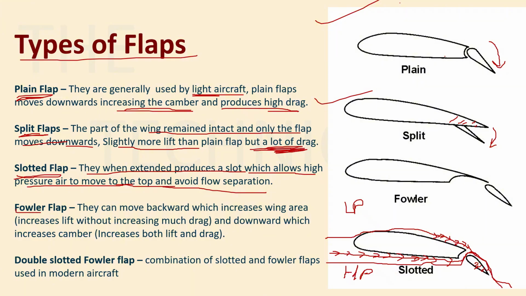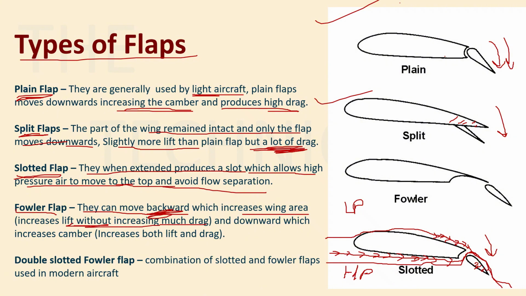Then you have your Fowler flaps. Fowler flaps can move backward. All of the flaps that we have seen till now were moving downwards. Even this, oh sorry, this is your Fowler. This was also moving downwards, right? So your Fowler flaps have the ability to move backwards. You can see in the diagram, earlier the flaps would be somewhere here, and it has moved backwards. So Fowler flaps can move backwards, which increases the wing area. Obviously, the wing area would be this big now because they have moved. And this increases your lift without increasing much drag.